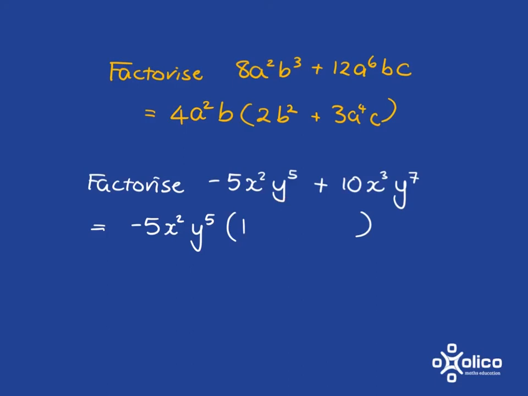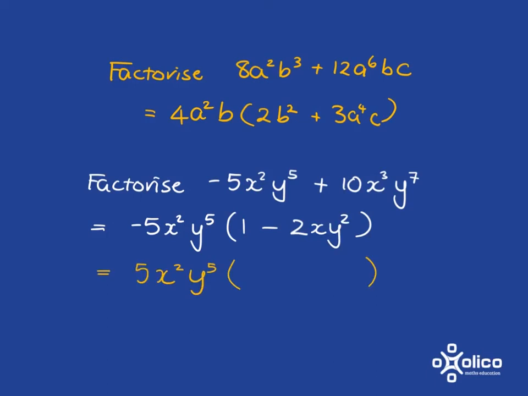Now here, what -5 multiplied by what gets me to positive 10? Well, it's got to be a -2 to get me to positive 10. And then x squared multiplied by x will get me to x cubed, and y to the 5 multiplied by y squared will get me to y to the 7. And there's my answer.